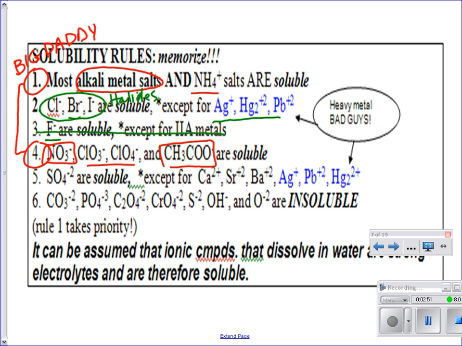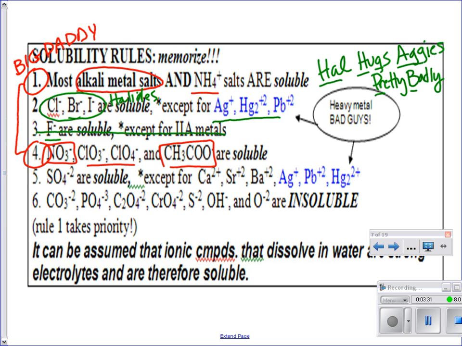I have a little saying for those. Hal, which stands for halides, hugs Aggies pretty badly. My sayings are horrible, but they work. So if you come up with something better, that's fine. All halogens or halides are soluble except for mercury, silver, and anytime you see pretty badly together, that's how I call lead. Mercury, silver, and lead.